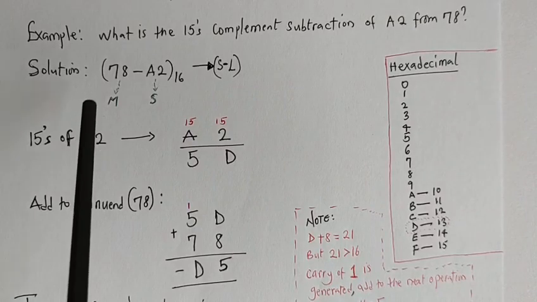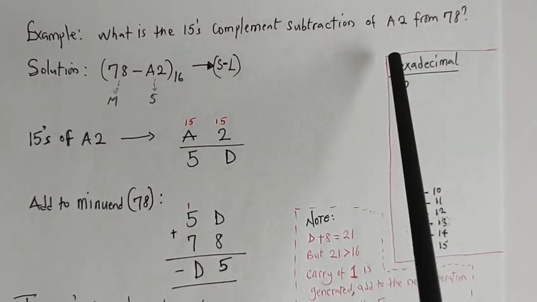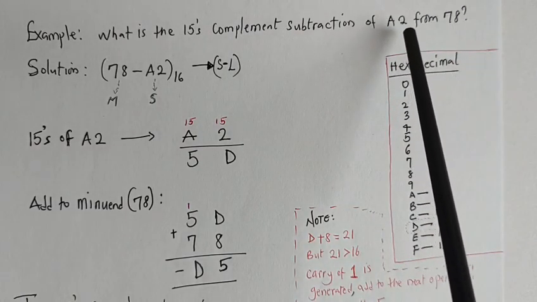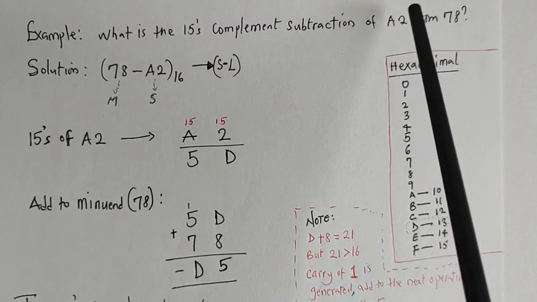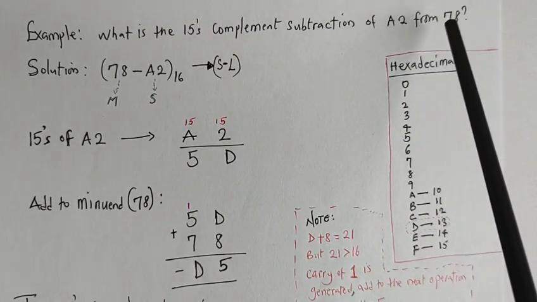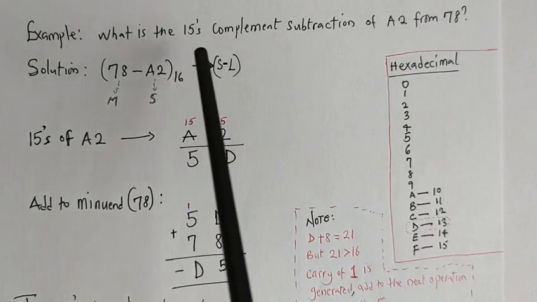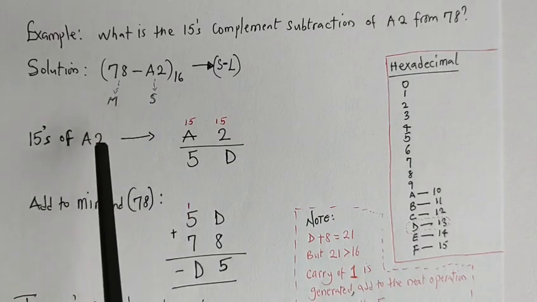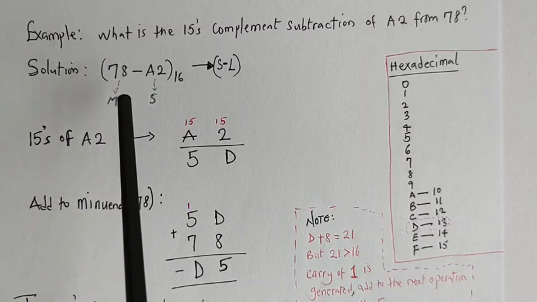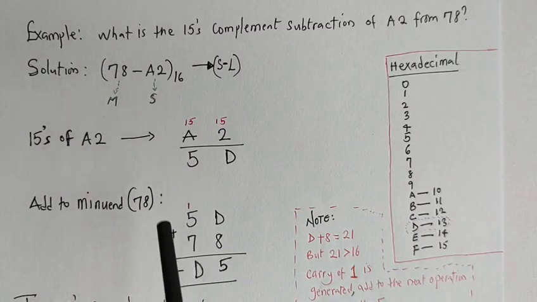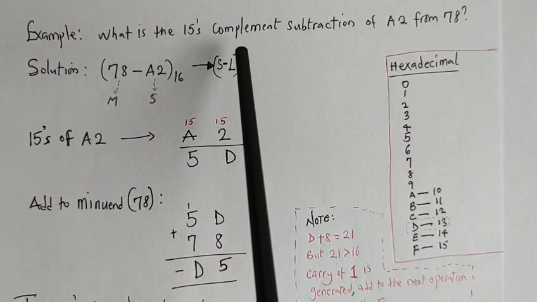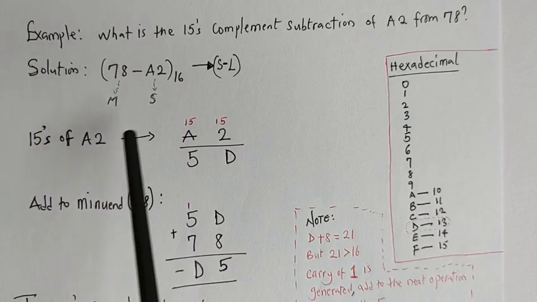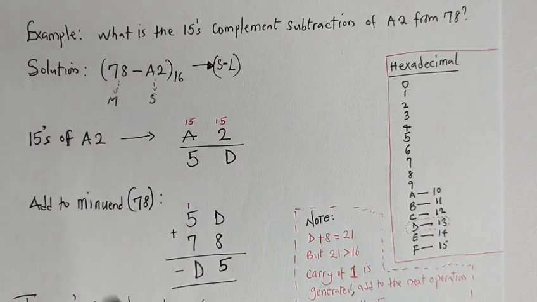Now it says example, what is the 15th complement subtraction of A2 from 78? What it means is that we are subtracting A2 from 78. So A2 is nothing but the subtract n, and 78 is the minus n. So we're going to write it this way: 78 minus A2 base 16. This denotes that we're subtracting a large value from a small value. So 78 is the minus n, and A2 is the subtract n.